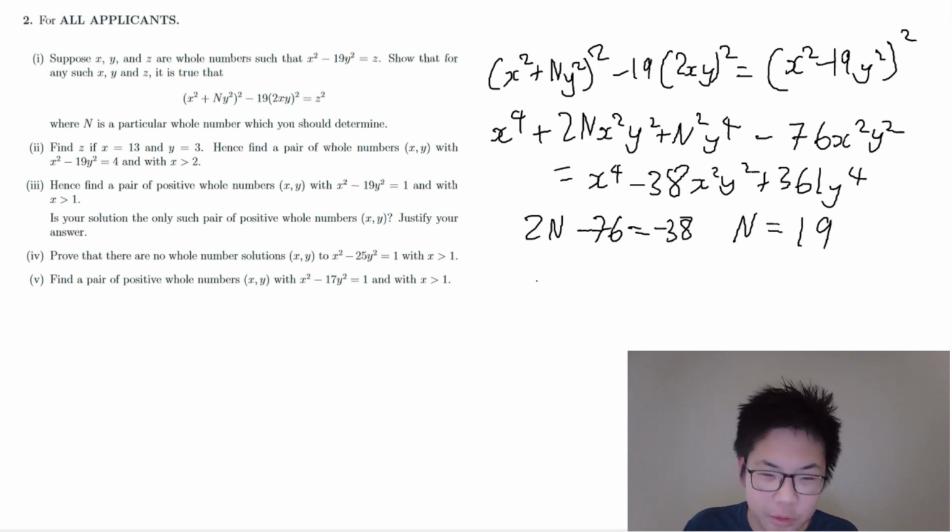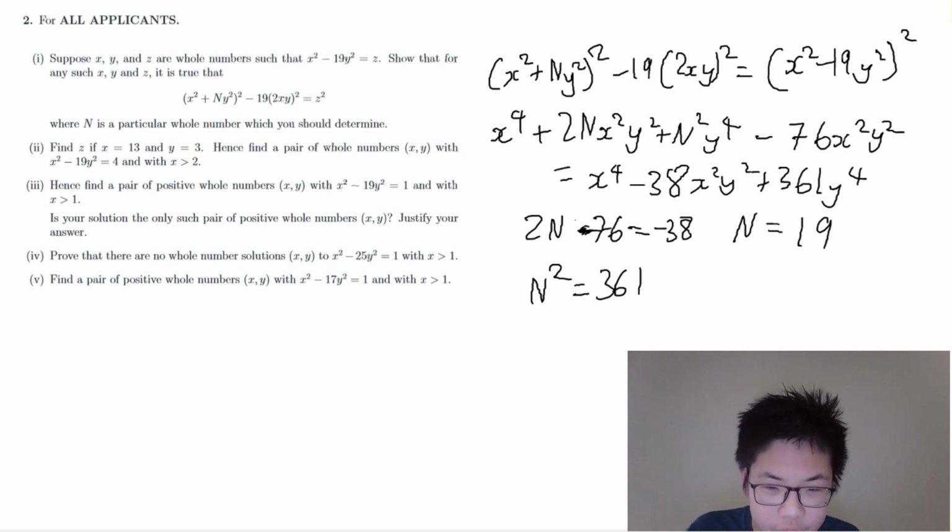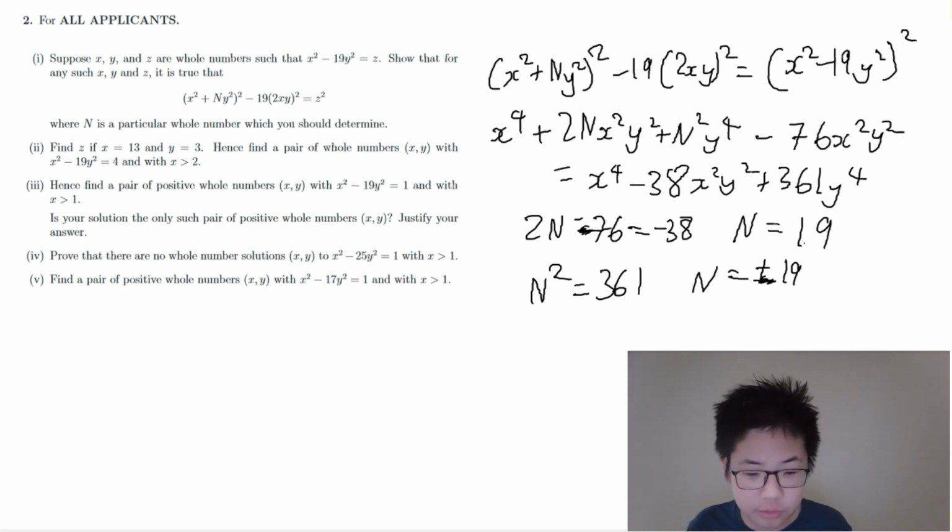And then we get the same solution where we have n squared equals 361. Again, comparing the coefficients, we have n equals plus minus 19. The negative solution will be rejected because it wasn't in the first equation.